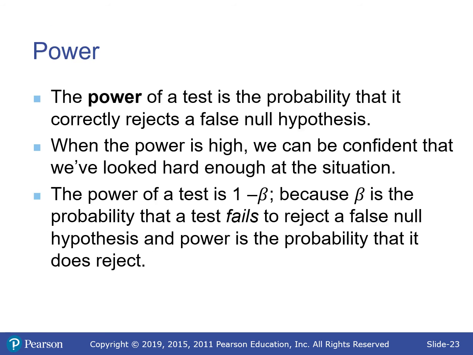So the power of a test is the probability that it correctly rejects the false null hypothesis. When the power is high, we can say that we've looked pretty well at it. So the power of the test is 1 minus beta. Since beta is the probability the test fails to reject the null hypothesis, not failing to reject the null hypothesis is the opposite of that, so it's 1 minus that.